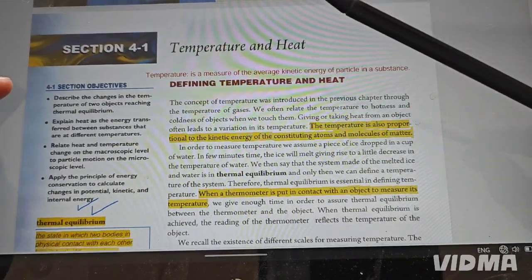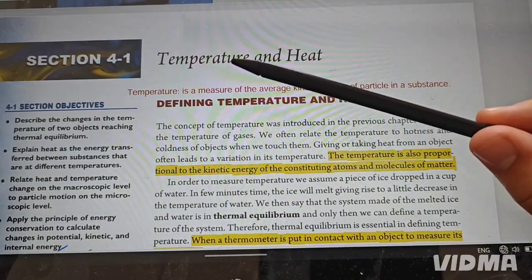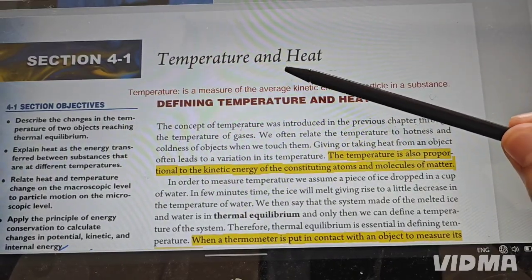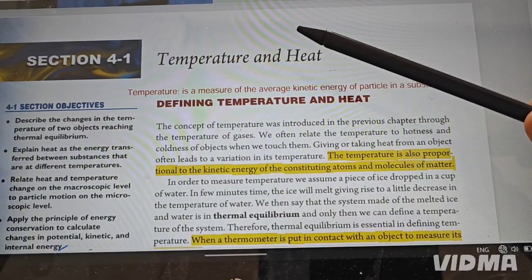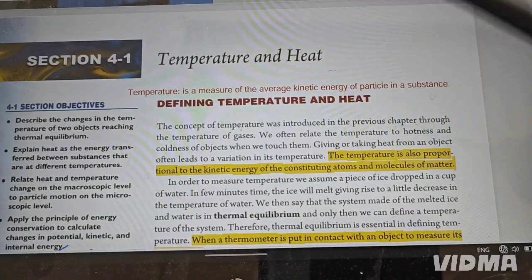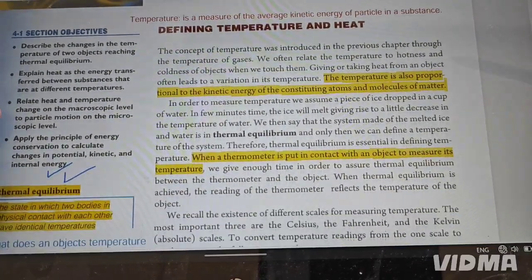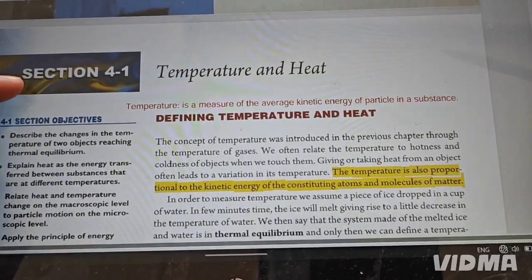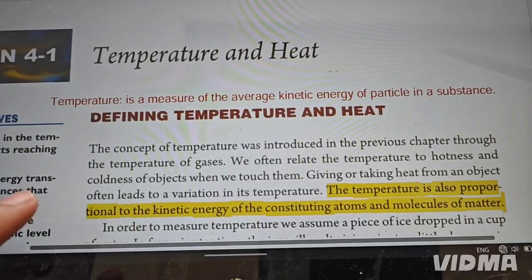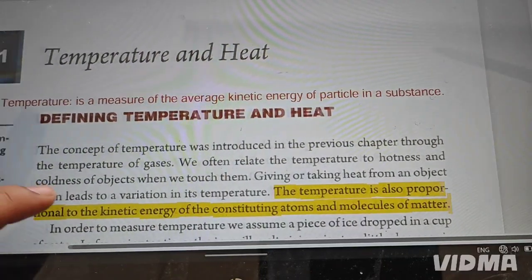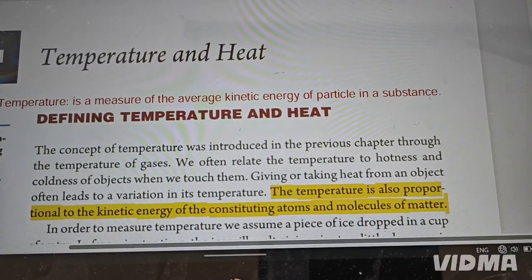Now, we are going to be explaining what is the difference between temperature and heat. What is temperature and what is heat, and what is the difference between them? Okay, so first of all, the temperature definition is a measure of the average kinetic energy in a substance.